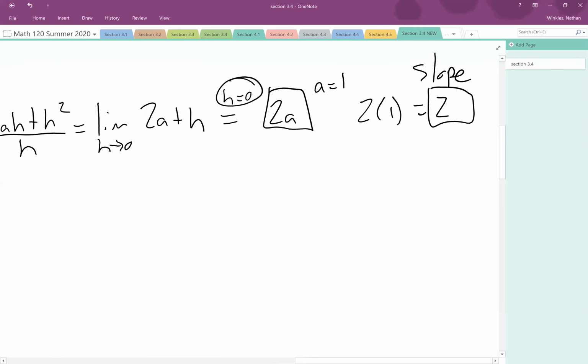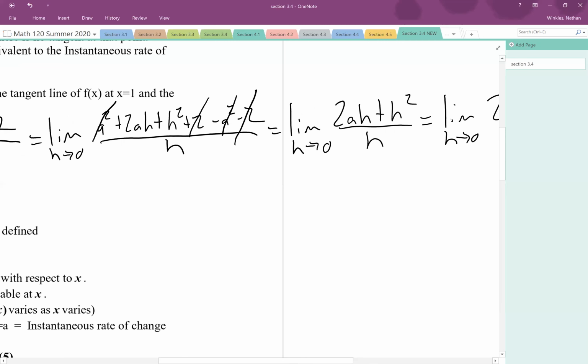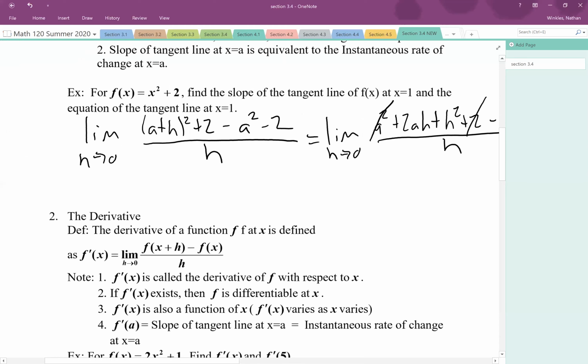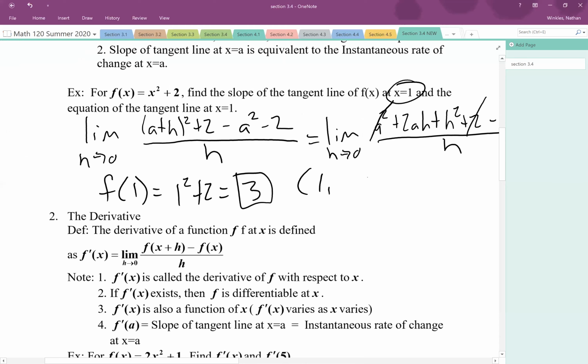Now, the other thing that it told us to find was the equation of our tangent line. In order to find a line equation, we need 2 points, or a point and a slope. So we have x equals 1. Let's find f of 1. So we get 1 squared plus 2, which is equal to 3. So we have the point 1 comma 3 with a slope of 2.